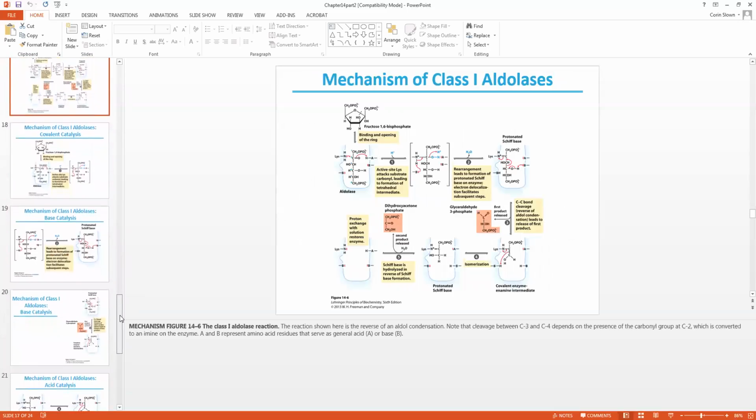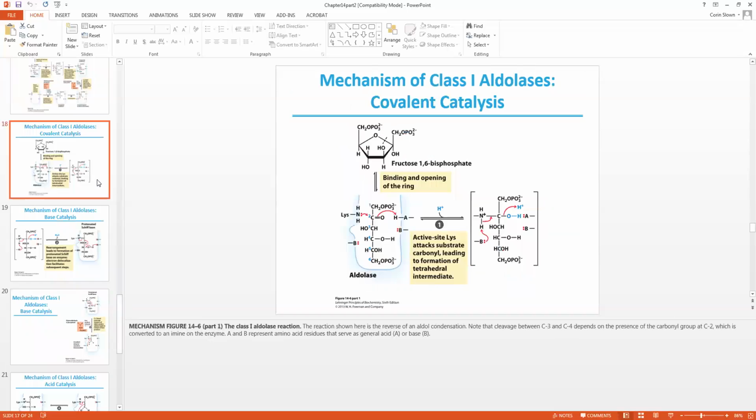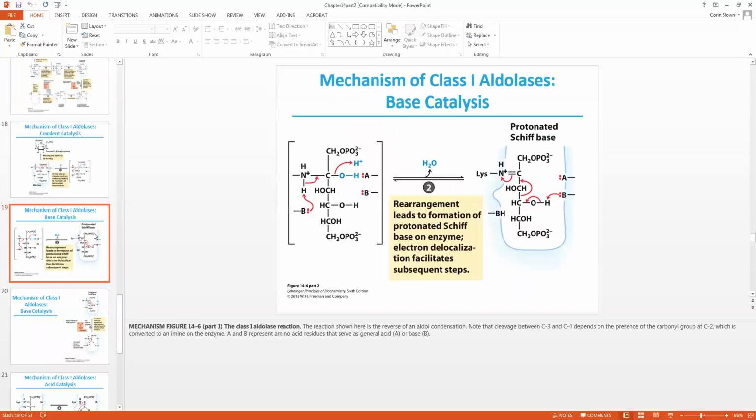You can see the mechanism here in terms of that transfer, the formation of a Schiff base, the proton exchange, the hydrolysis of the Schiff base, and then isomerization, ultimately leading to the products. If you wanted to look at that in a little bit more detail, you have the binding and opening of the ring. You have a lysine that attacks the substrate carbonyl, leading to the formation of some type of tetrahedral intermediate. You then have the formation of a Schiff base on the enzyme, so the electrons are delocalized.